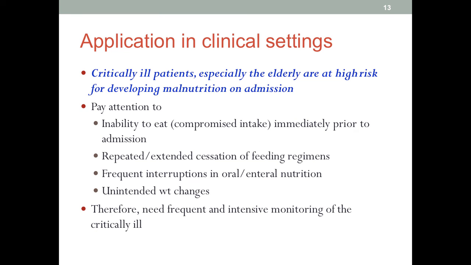Critically ill patients, especially the elderly, are at high risk for developing malnutrition on admission. We need to pay special attention to their ability to eat. They may not be able to eat much or anything at all. We need to investigate and document their feeding regime, including nutrition support, and always check their weight history.